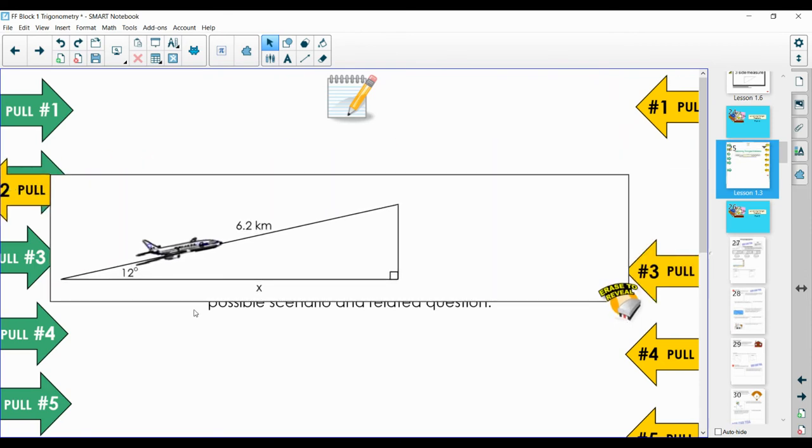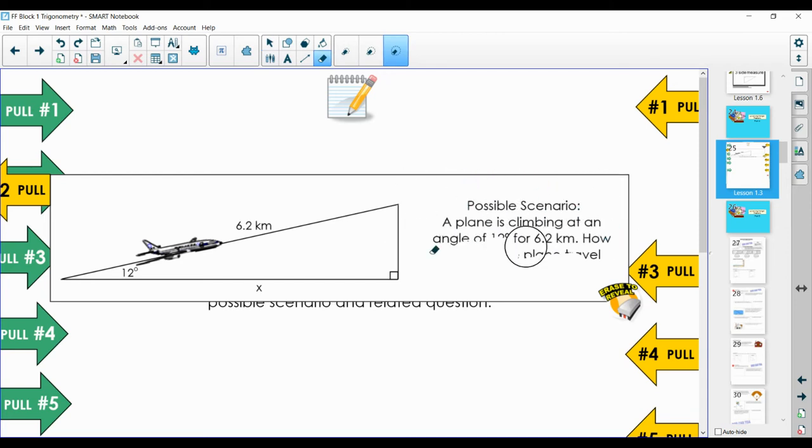So here we have an airplane, and we've got 12 degrees as our angle of elevation, and we have an X. So again, ask yourself, what kind of question might I be asking? And here's the word problem that went along with this diagram. A plane is climbing at an angle of 12 degrees for 6.2 kilometers. Notice the plane is traveling for 6.2 kilometers in that diagonal direction. How far does the plane travel horizontally?